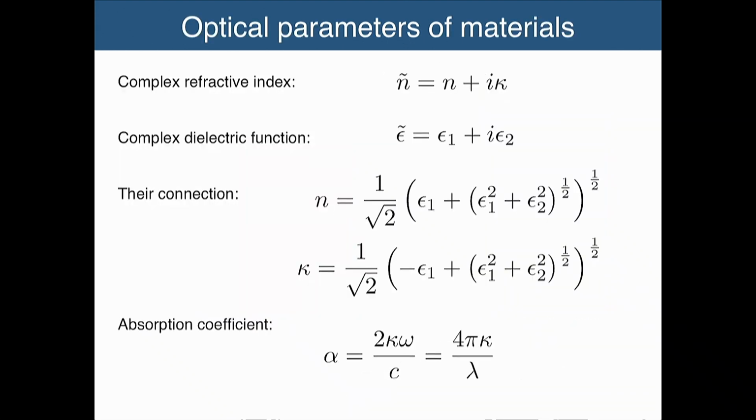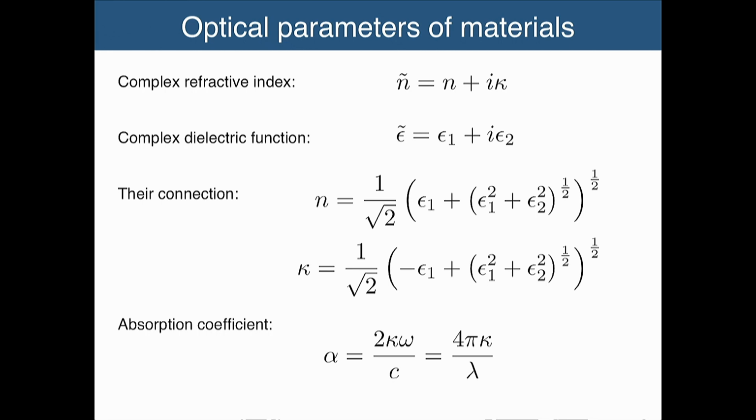All right, so to generalize, to combine those two, we lump them together in what we call the complex refractive index. It has the real and the imaginary part. The real part dictates propagation of light. The imaginary component dictates the dissipation of light, the absorption. You also talk about the complex dielectric function.